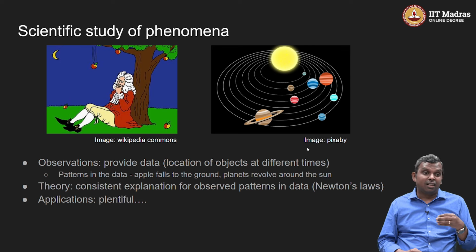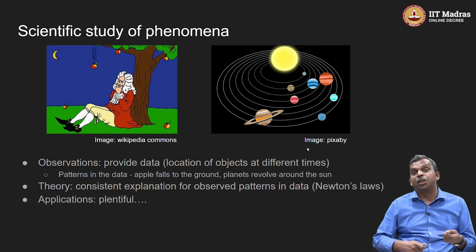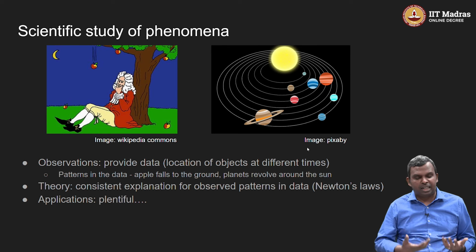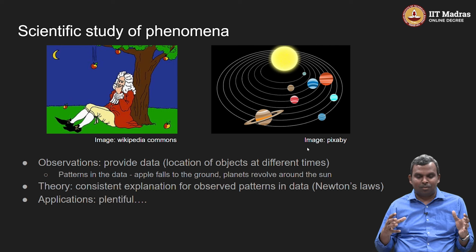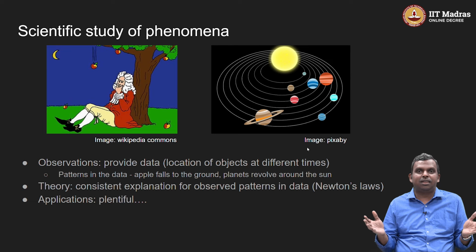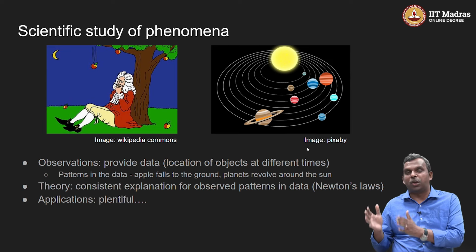So that's what theory does, and when you have a theory which can explain all these patterns, you can put it to use. Okay, and the applications are plentiful. You can see all the applications of Newton's laws all the way around you. I don't have to say anything more. So this is how science works, right? This is how a proper, rigorous scientific study of a phenomenon works.